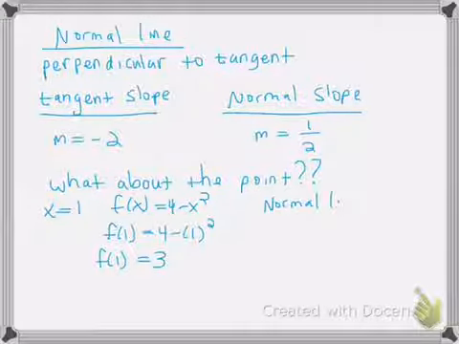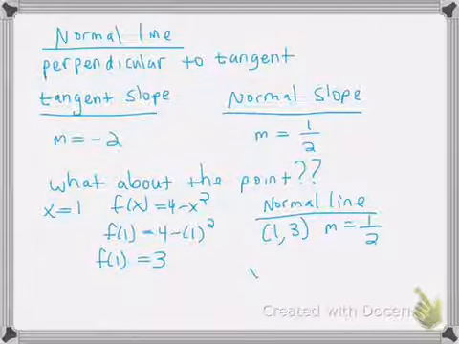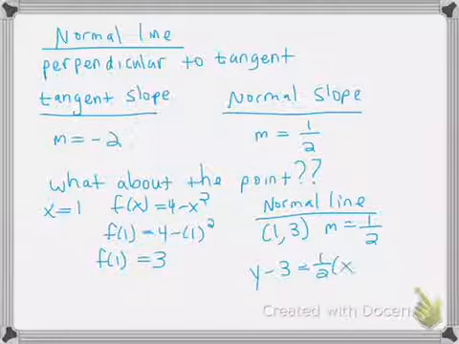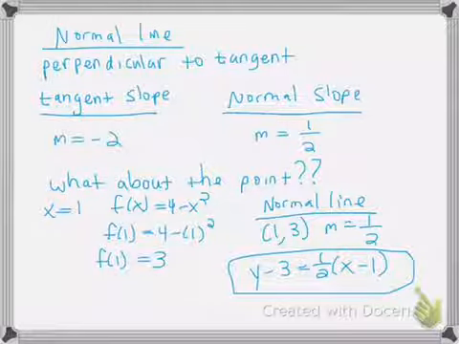If I want to write my normal line, I've got my point, which is (1, 3), and now I've got my slope, which is 1/2. Now you can write your line however you want. I'm going to write it as y minus 3 is equal to 1/2 times x minus 1. You could add the 3 over, you can distribute the 1/2, you can do whatever you want. It didn't say a specific way to write the equation of the line. It just said write the equation of the normal to that curve.